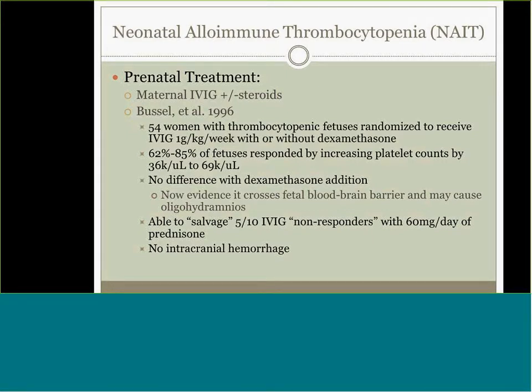In these, the vast majority responded by increasing platelet counts by 30 to 69,000 per microliter. There was no difference with the addition of dexamethasone. And nowadays, I think that we tend to avoid dexamethasone in the prenatal period. It does cross the blood-brain barrier, may cause oligohydramnios, has some detrimental effects. But what was really interesting is they were able to salvage the IVIG non-responders. So these are platelet counts that did not respond on subsequent PUBS, with 60 mg per day of prednisone. In pregnancies, they had intracranial hemorrhage. And I can't remember how they picked up those thrombocytopenic fetuses. I think it may have been a previously affected sibling.